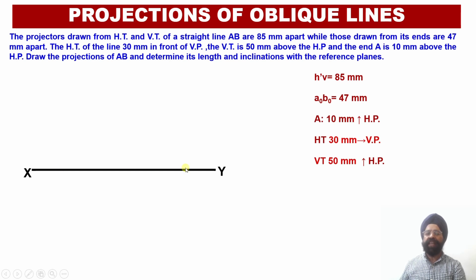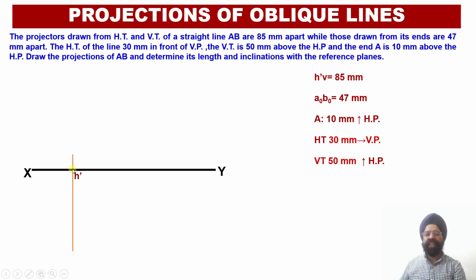Similarly, V is the point of intersection of the plan projection line AB, when extended, with the XY reference line. So these are the 2 points H dash and V. They are lying at a distance of 85 millimeter from each other. That is, the projectors drawn through the horizontal trace and the vertical trace of the straight line happen to be 85 millimeter apart. So I can mark this point as H dash.